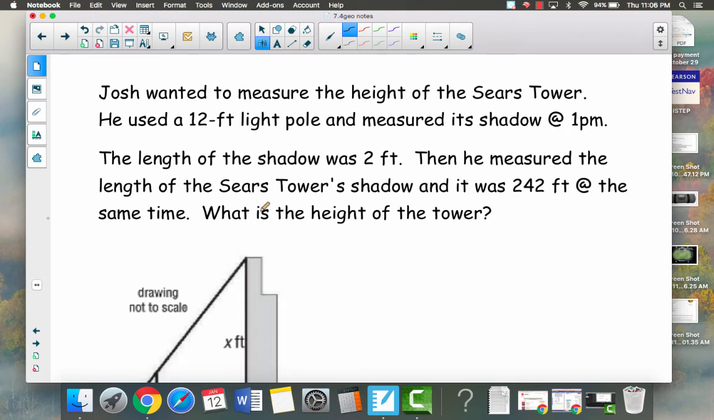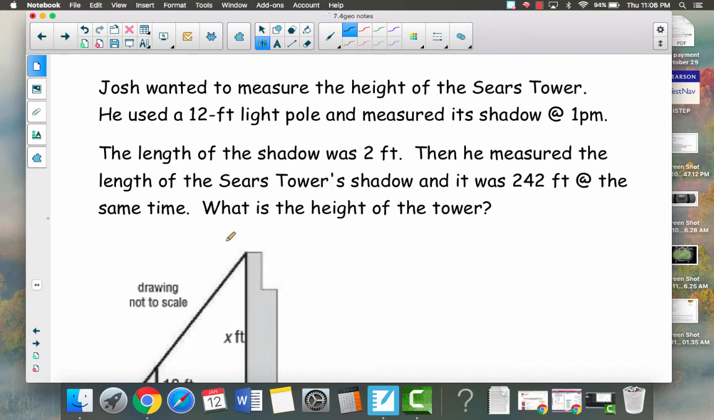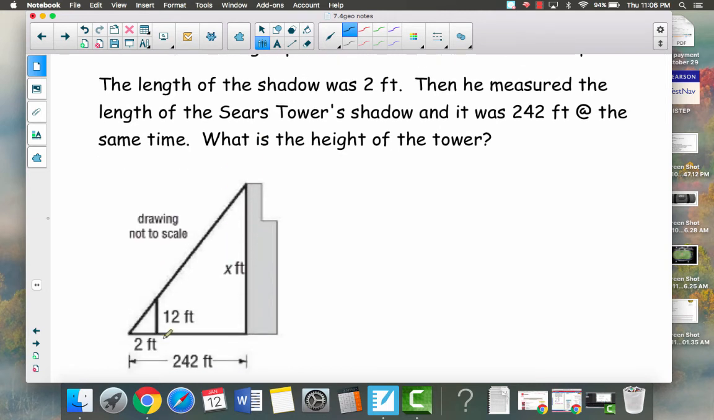It says Josh wanted to measure the height of the Sears Tower in Chicago. All right, and he said he used a 12-foot light pole and measured its shadow at 1 o'clock. All right, and it says the length of the shadow was 2 feet. So here on this picture, I'll mark on this. Here's the light pole, okay, and then here's the shadow. So we've got this little tiny triangle here that I just marked in red.